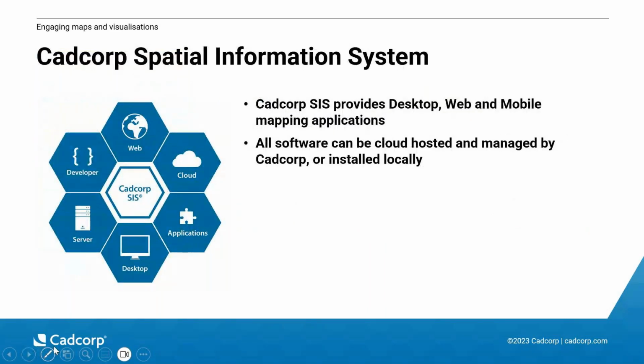CAG Corp Sys, or Spatial Information System, is our suite of GIS products covering web, mobile and desktop. All products provide interactive and dynamic access to geospatial data, and CAG Corp Sys can be either hosted in the cloud or managed and installed locally.